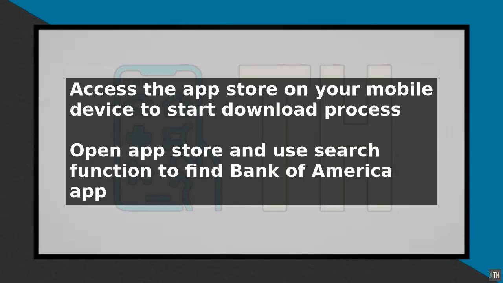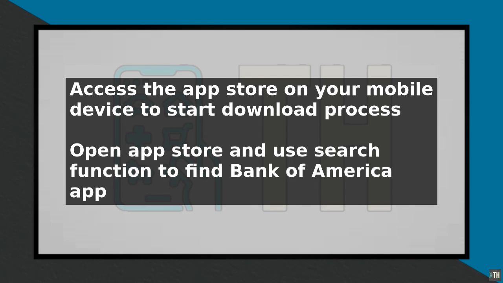To download the Bank of America app, start by accessing the App Store on your mobile device. For iPhone users, this is the App Store. And for Android users, it is Google Play. Open the App Store and use the search function to find the Bank of America app. Type in Bank of America and select the app from the search results.